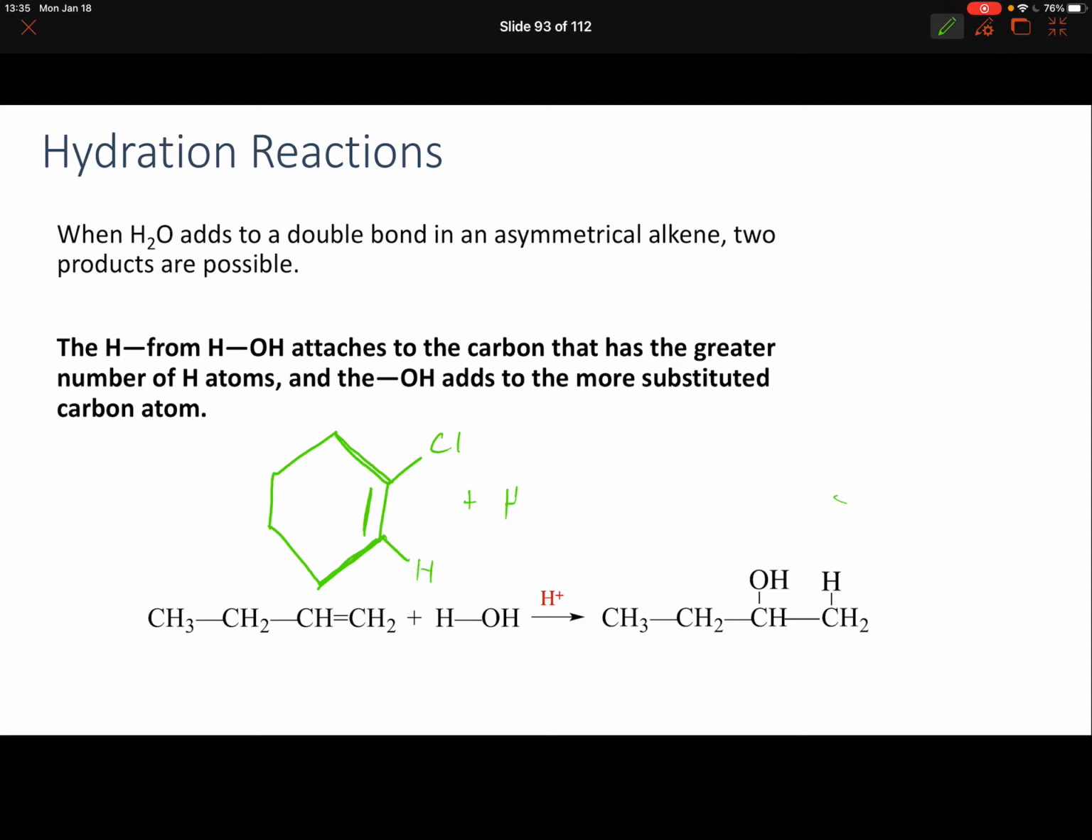So, draw the product. Pause the video. I'm going to give you the answer in 2 seconds. There you go. We added the H and the OH. The H went with its friend, to the carbon that had more H's on it. The OH went to the carbon that had the least number of H's on it.